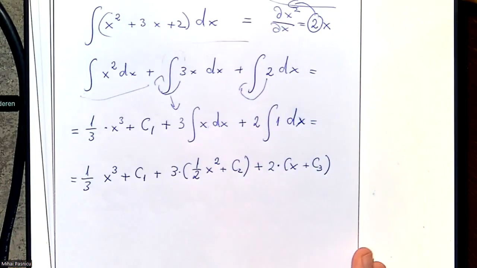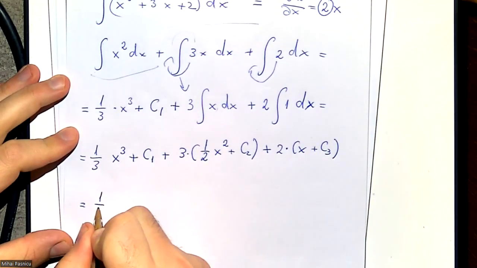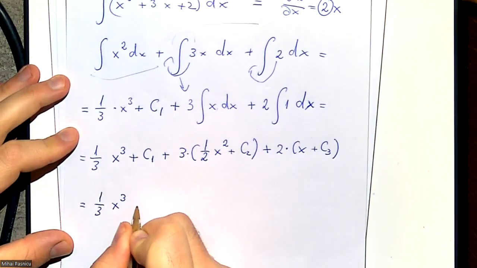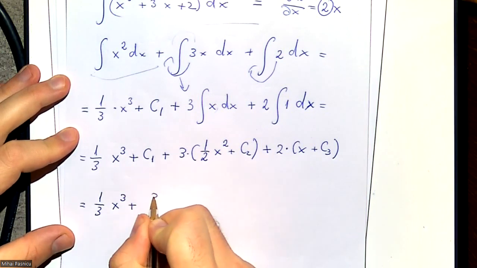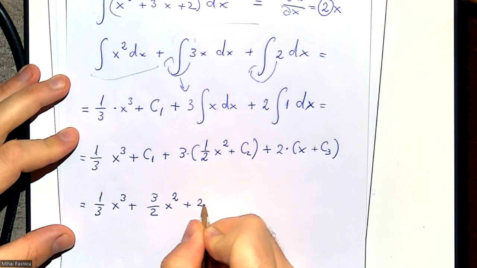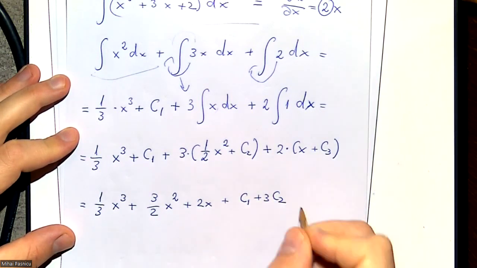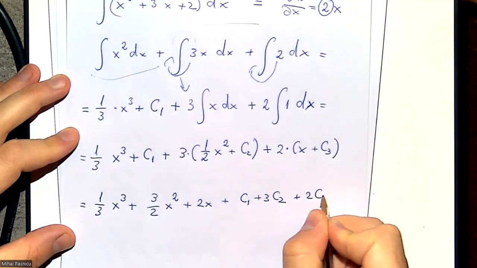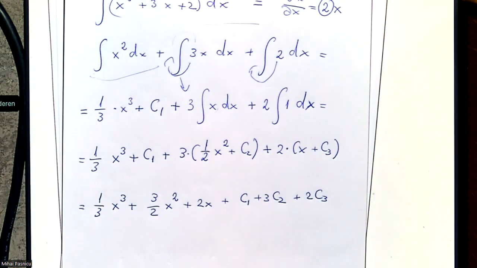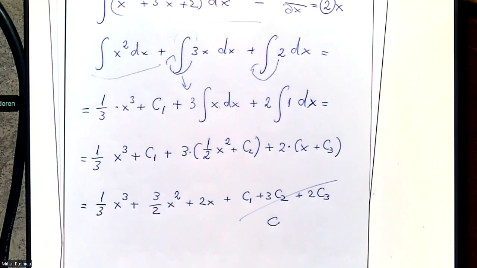I'm going to make it look a little bit nicer. I have 1/3 x to the third plus 3/2 x squared plus 2x plus a lot of constants here. And the idea with these constants is that they can be any number. And you don't need to write it like this. You can just put plus a constant. Okay, whatever. Plus some number there.